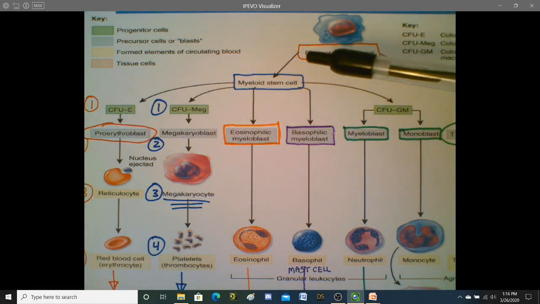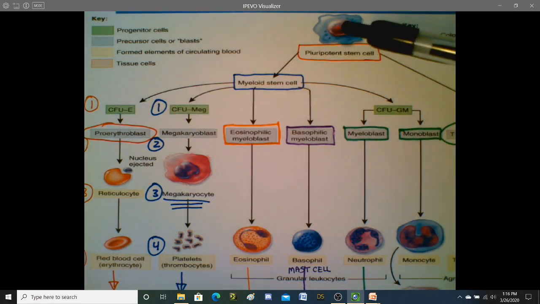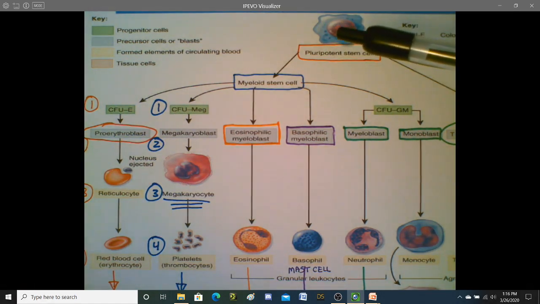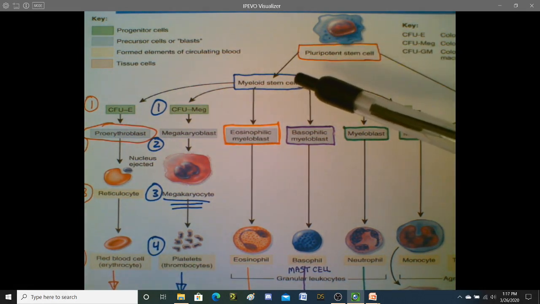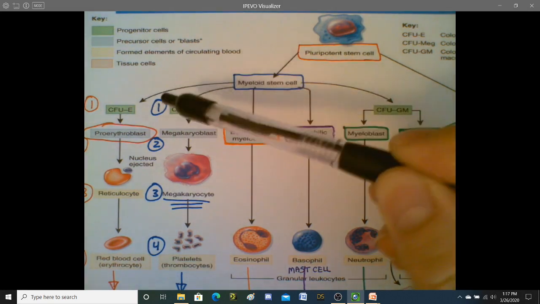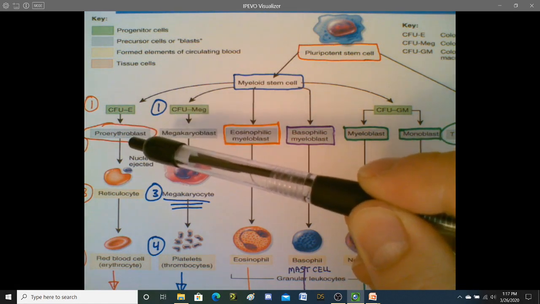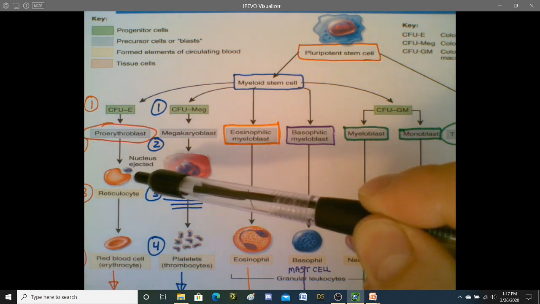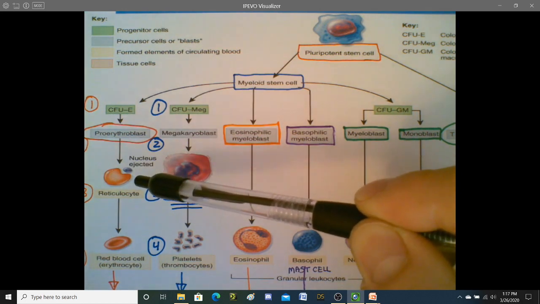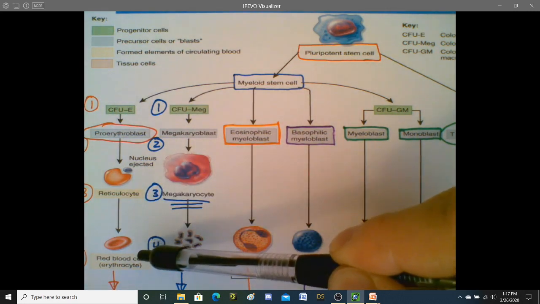So let's say we are hypoxic and we need more red blood cells. So our pluripotent stem cells are going to get a signal that we need to make the erythrocytes. So the pluripotent stem cells will divide into myeloid stem cells. And then the myeloid stem cells are going to differentiate and become more specific. They'll become proerythroblasts that'll then differentiate into reticulocytes. And then the reticulocytes, they're basically immature red blood cells. They will then mature into red blood cells or erythrocytes.